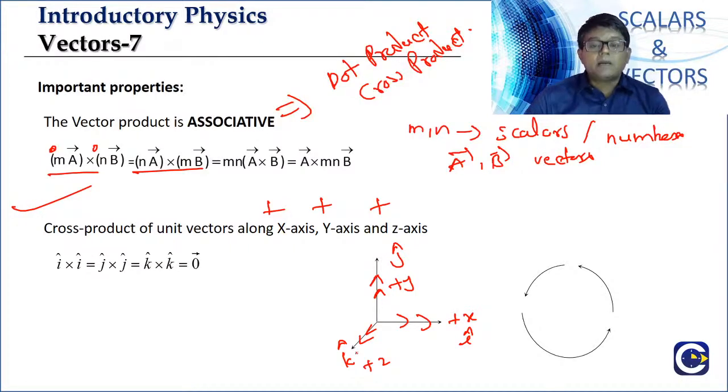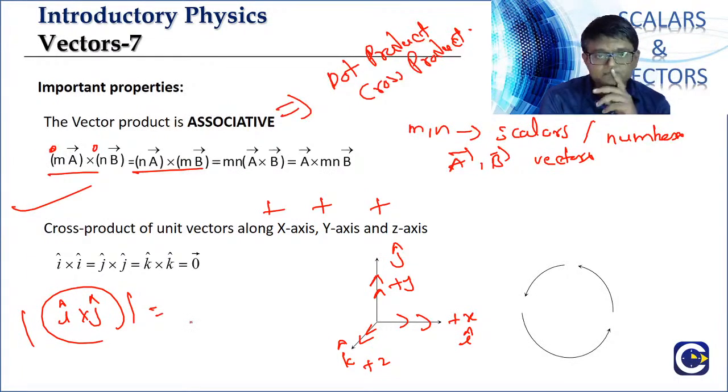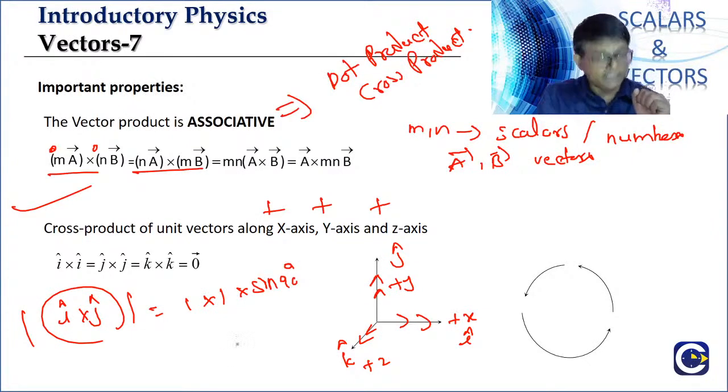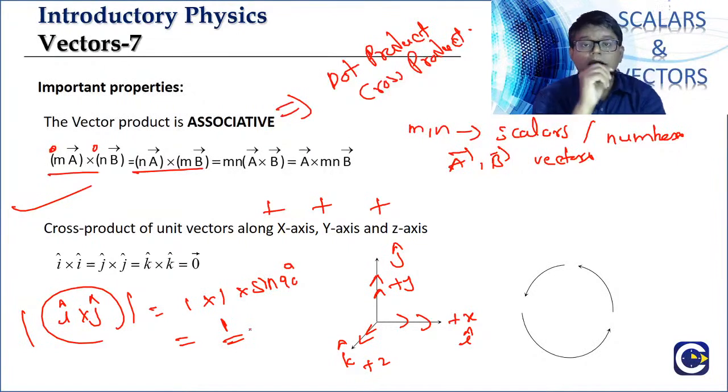They will be perpendicular in such a way that, look at what i cross j is. For example, think about i cross j. What will be its magnitude? i is a unit vector. j is also a unit vector. What about the angle between i and j? 90. So the i cross j magnitude is what? 1.